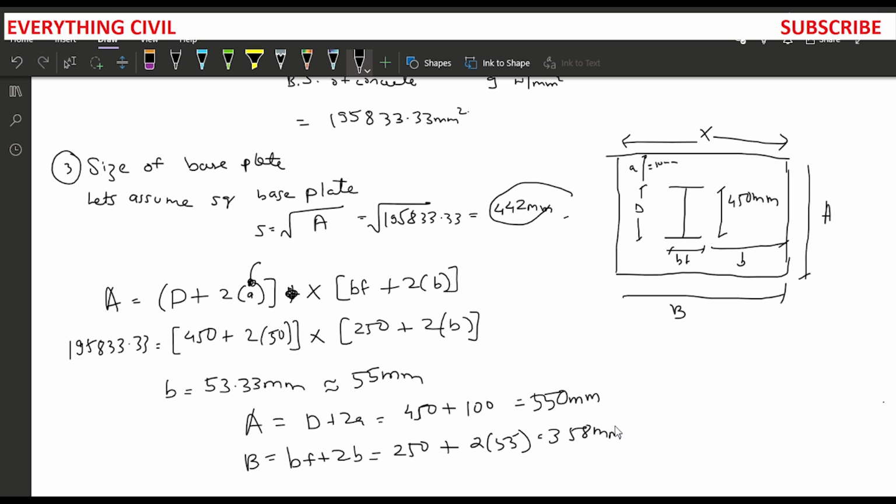Okay, that's it. You have found the size of the base plate now. Now just find out the actual area. So area new will be equal to 550 times 358. And if you solve this, you will be getting it as 195,900, which is greater than the area required. So this is okay. Now you have found the size of the base plate.